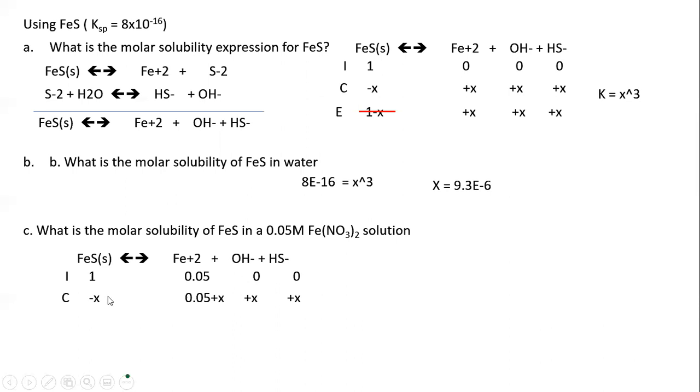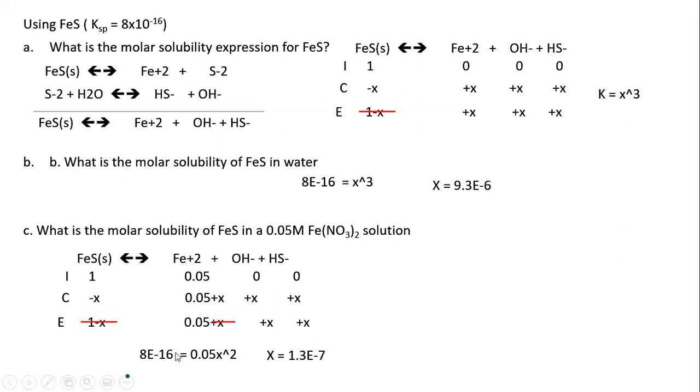Then we have the change. So we get rid of some reactant, we form product. Now again, we can negate the 1 minus X, and we can also negate the plus X, because X is going to be a lot smaller compared to 0.05. So then we set up our expression, and solve for X. And X is 1.3 times 10 to the negative 7.